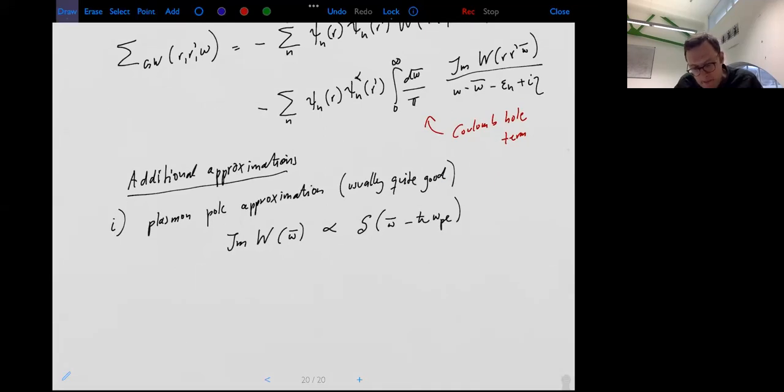And the second approximation that you see less often is the so-called static COHSEX approximation.